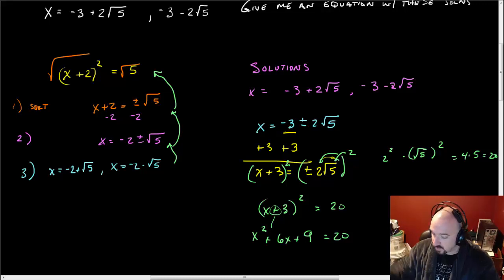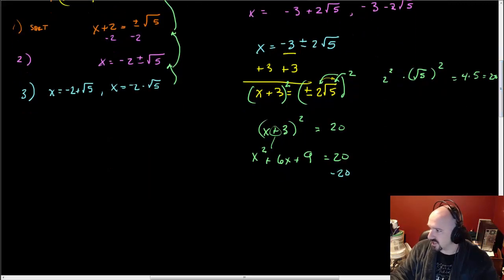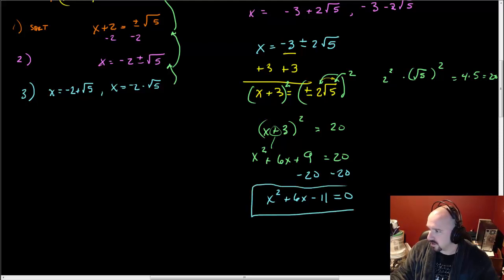And now, for whatever reason, if they say, well, it has to equal 0. Okay, well, I guess. No reason to get angry about it. Just subtract 20 from both sides. Now we have x squared plus 6x minus 11 is equal to 0. And there you go. That's it.